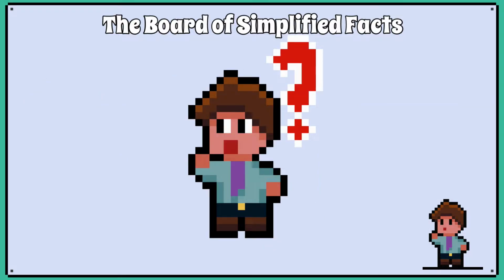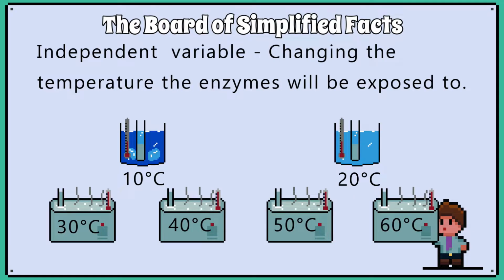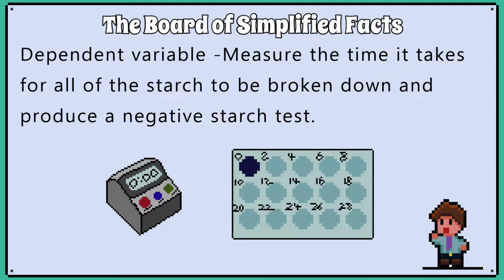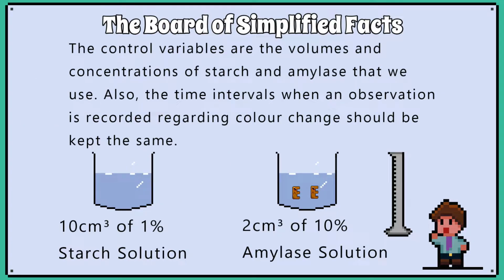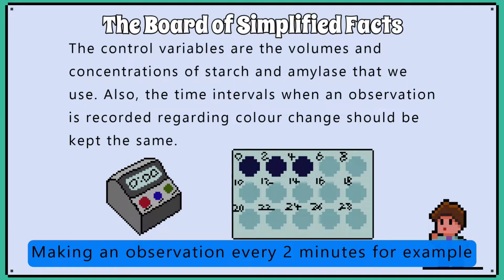It is important that whatever investigation you have in front of you, you can identify all the variables. In this investigation, we will be changing the temperature that the enzymes are exposed to. So, this is our independent variable. Our dependent variable will be measuring the color change of a starch test over time. The control variables are the volumes and concentrations of starch and amylase that we use. Also, the time intervals when an observation is recorded regarding color change should be kept the same.